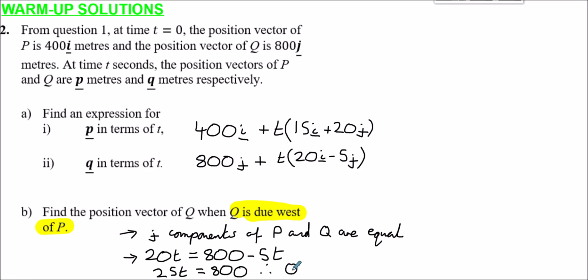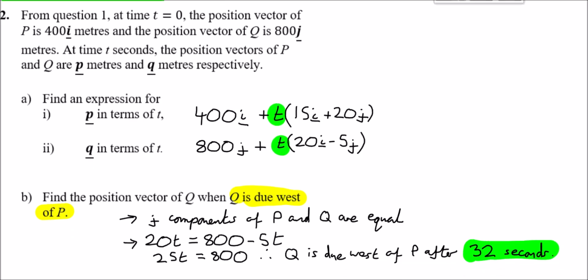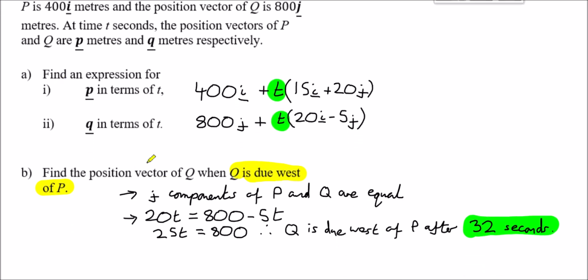So therefore we know that Q is going to be due west of P after 32 seconds, after 800 divided by 25. So that's got us nearly to where we need to be. So what we do now is we can substitute in that the t value, the time, must be 32 seconds. So let's pop that in for Q.